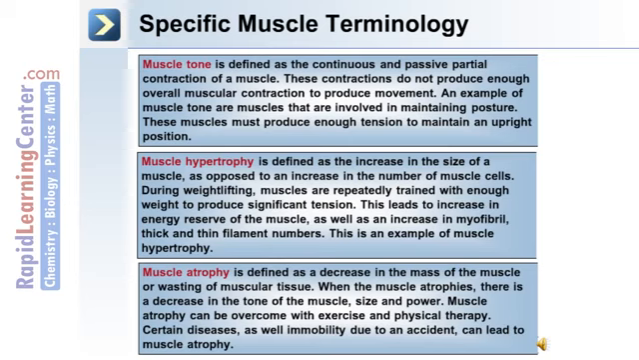Muscle atrophy is defined as a decrease in the mass of muscle or a wasting of muscular tissue. When the muscle atrophies, there's a decrease in the tone of the muscle, the size of the muscle, and the power that muscle can produce. Muscle atrophy can be overcome with exercise and physical therapy. Certain diseases as well as immobility due to an accident can lead to muscle atrophy.